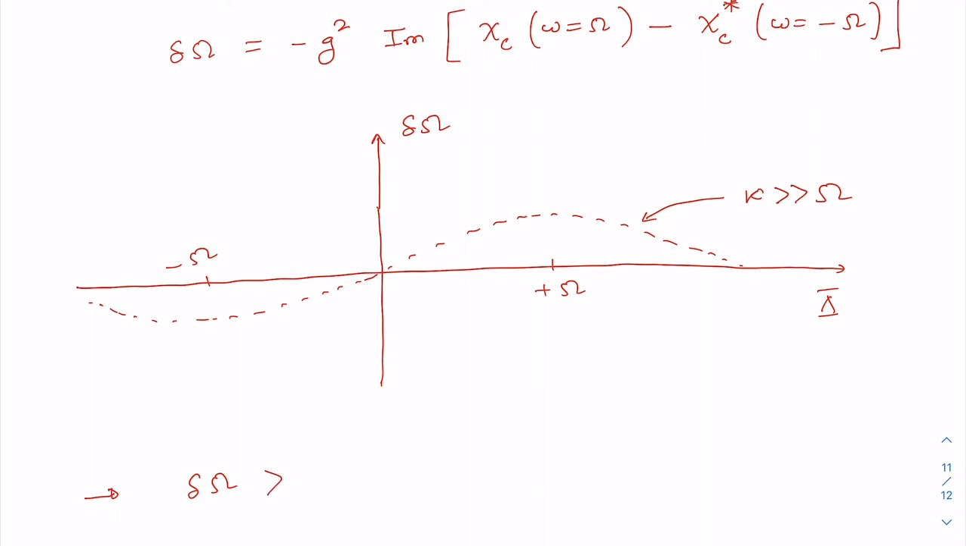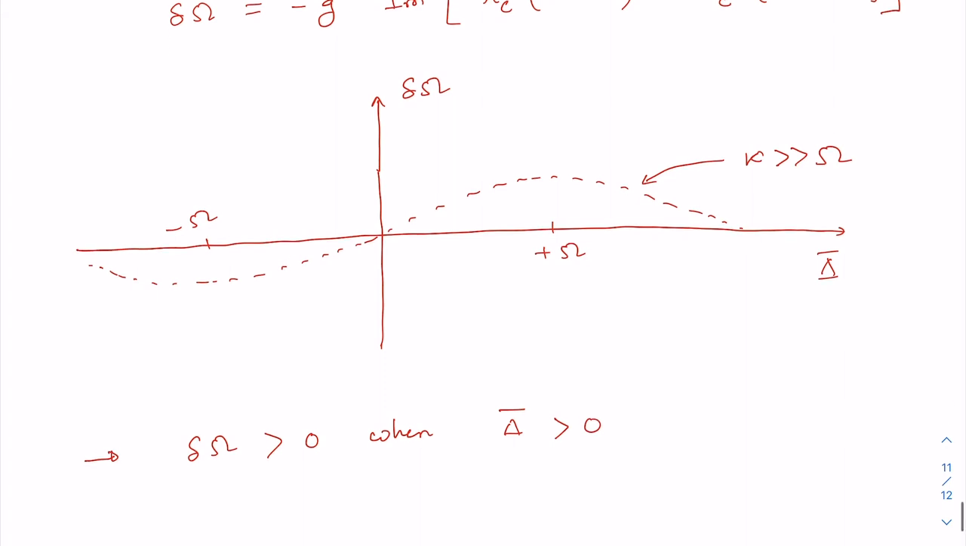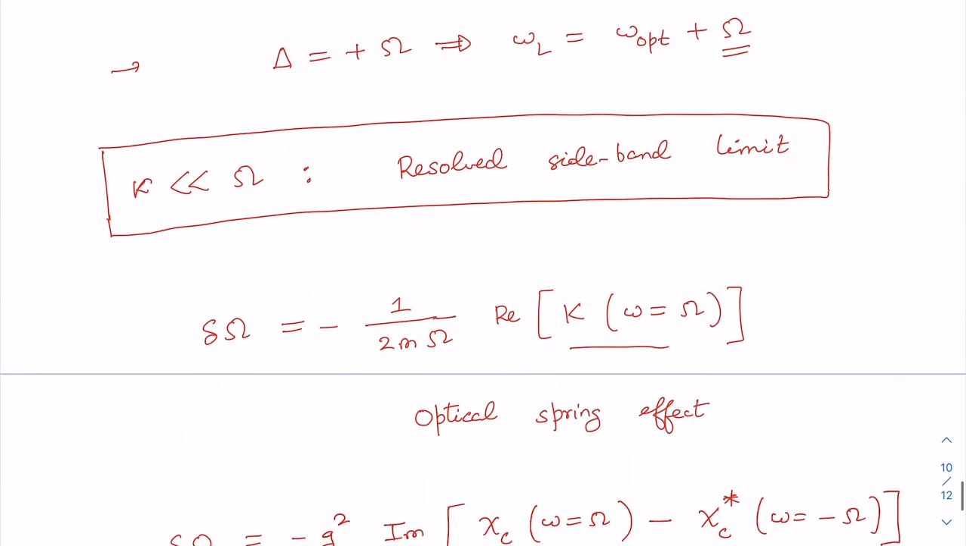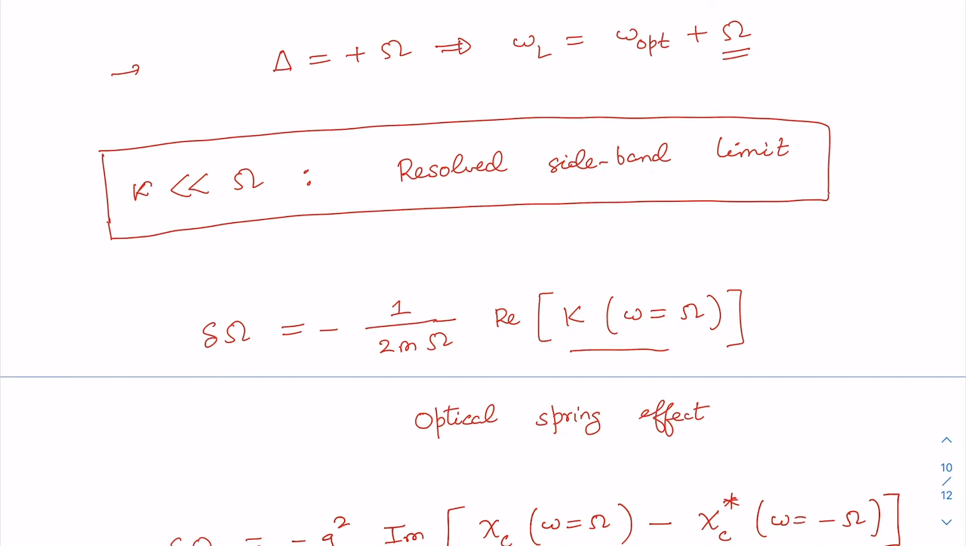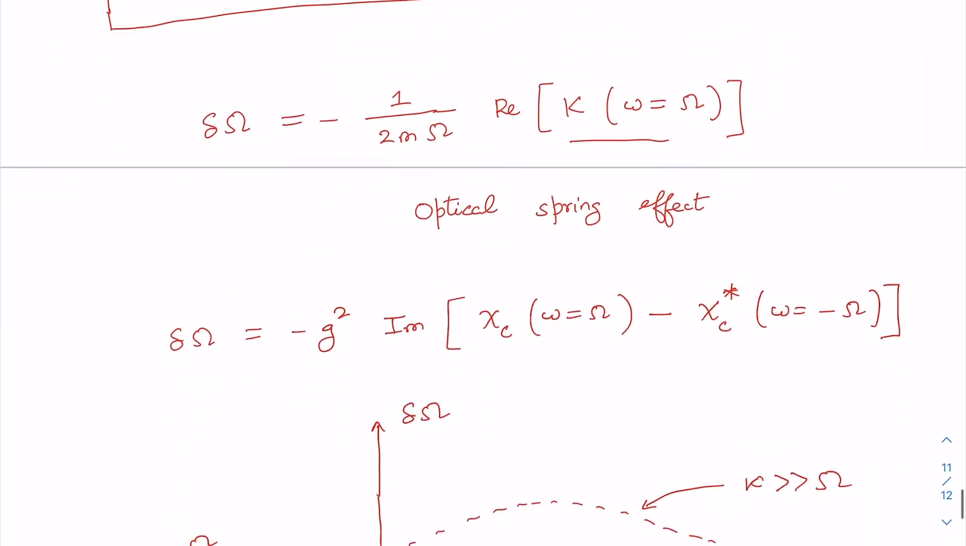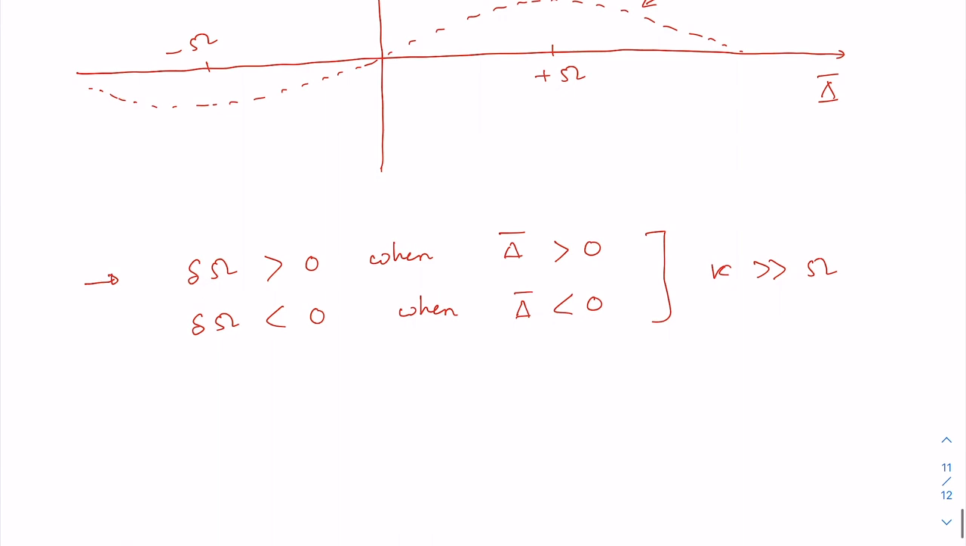The shift in the frequency is positive, that is greater than zero, when our detuning parameter delta bar is greater than zero. On the other hand, this delta omega, the frequency shift, is negative when the detuning parameter is negative. And this is for the case when we are in the unresolved sideband regime, right? Because as I said, kappa much less than omega is the so-called resolved sideband regime, and this is the opposite of that regime.